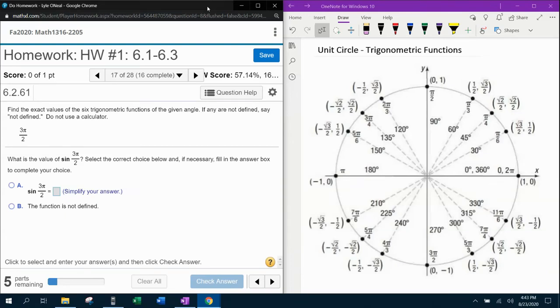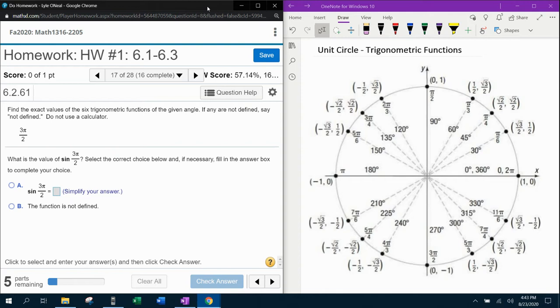Question number 17 from our 1316 homework number 1 in MyLab Math. They want us to find the exact value of the 6 trigonometric functions of the given angle, which is 3 pi over 2. And we're going to go to our unit circle to do that.